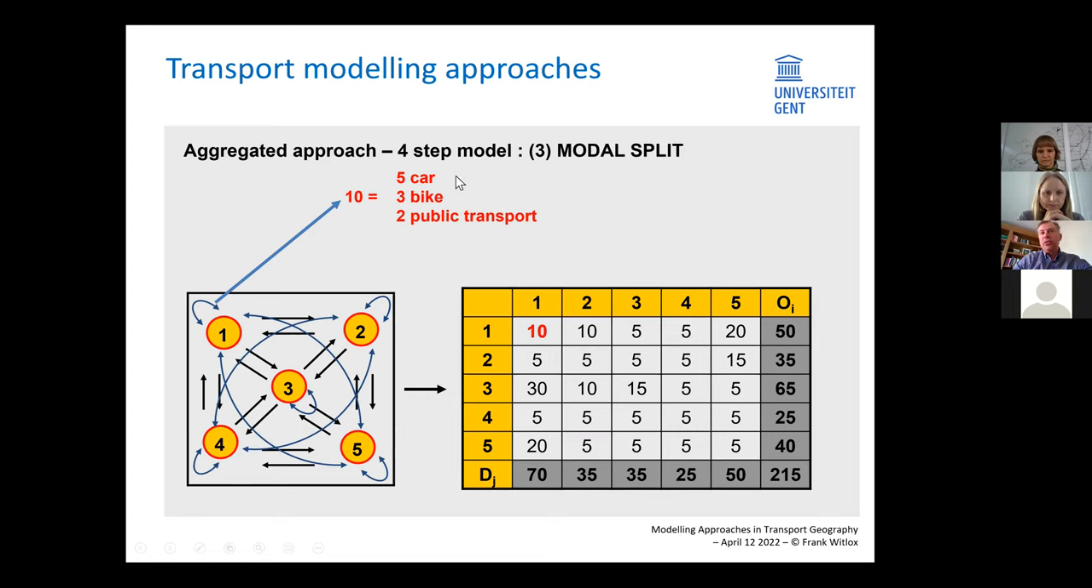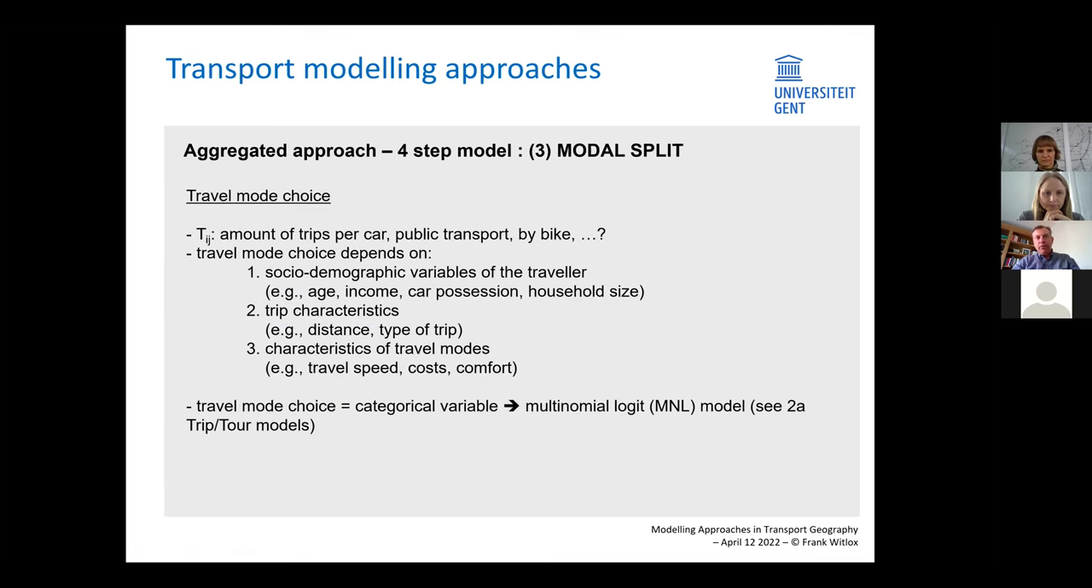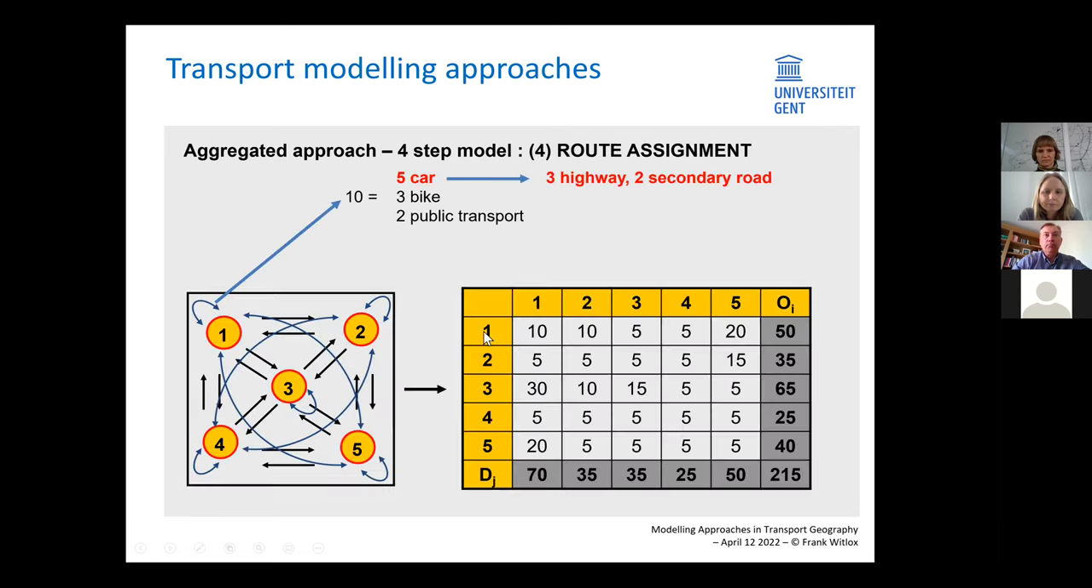What we can do is calculate frequencies, how many times certain people choose car, bike, or public transport. So the method being used here is very common in transport modeling. That's the application of a discrete choice model. So discrete choice models, where, for instance, the multinomial logit model is the hobby horse. That's the approach most used, and that is the method being applied here.